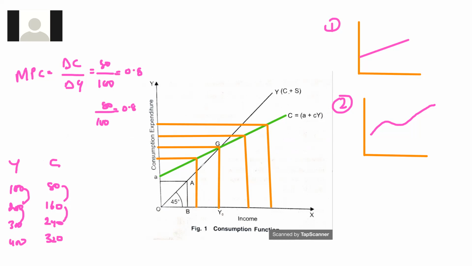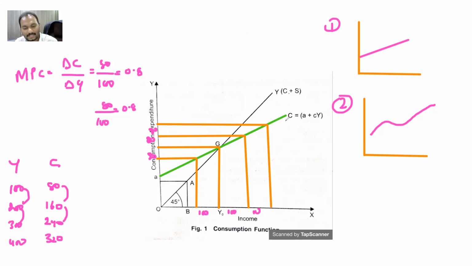The reason why this curve is a straight line or linear curve is that every time your income increases, consumption increases by the same amount. That means your MPC is the same every time. Yes or no? Can I take it like this? Every time your income increases, consumption increases by the same amount. That is why this consumption line is a straight line curve.